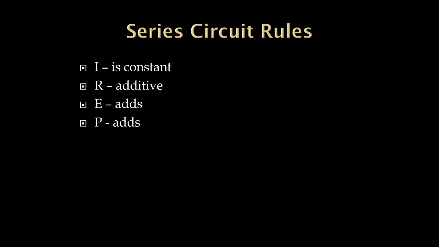When we were solving that circuit, we determined that our I was constant. We know that there's only one path, there's only one wire. So no matter where I measure the current in that wire, the current has to be the same. This is really important. You need to write this down because this is the key to solving the circuit.